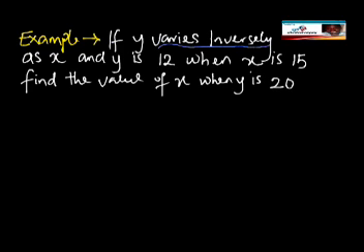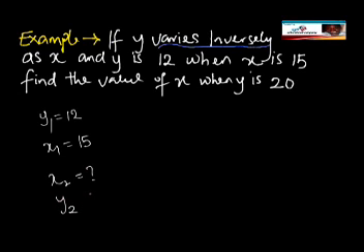Find the value of x when y is 20. Now you are given two values. The first one is that you are given the value of y1 as 12. You are given the value of x1 as 15, because x1 is the value of x when y is y1. So the second value is, find the value of x2, which is what they say you should find when y2 is equal to 20.